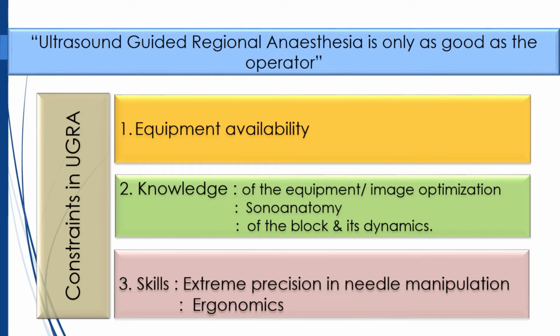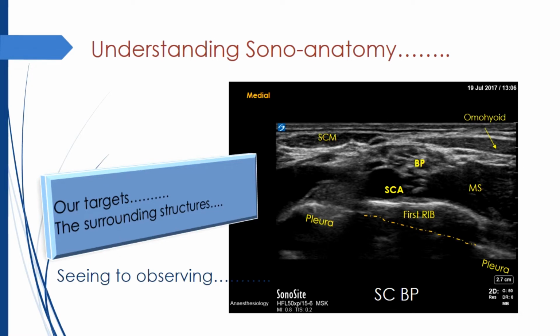So, explore it in children only after acquiring sufficient skills on phantoms or adults. Understanding zone anatomy means we should be able to identify not only our targets but also the structures that are surrounding it. So this is the ultrasound image of supraclavicular brachial plexus in an adult. We should be able to identify the brachial plexus as well as the surrounding structures such as subclavian artery, the muscles, the first rib and the pleura, so that we can avoid damage to these surrounding structures too.